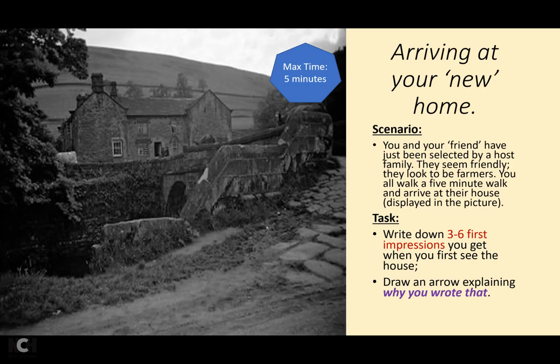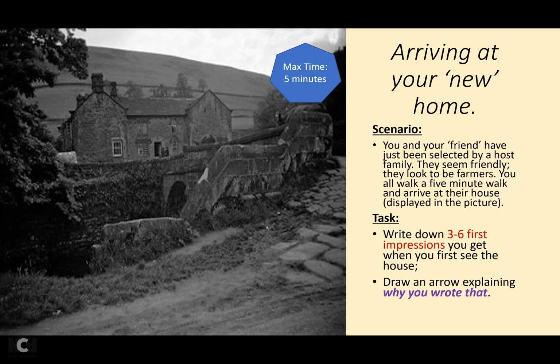Wonderful stuff. Okay, so this image on the left-hand side of your screen is the home that you, in the role of your character, are going to be staying in for the foreseeable future. So you and your friend have just been selected by a host family. They seem friendly. They look like they might be farmers. You all walk as a family 5 minutes and you arrive at their house, which is displayed in the picture.